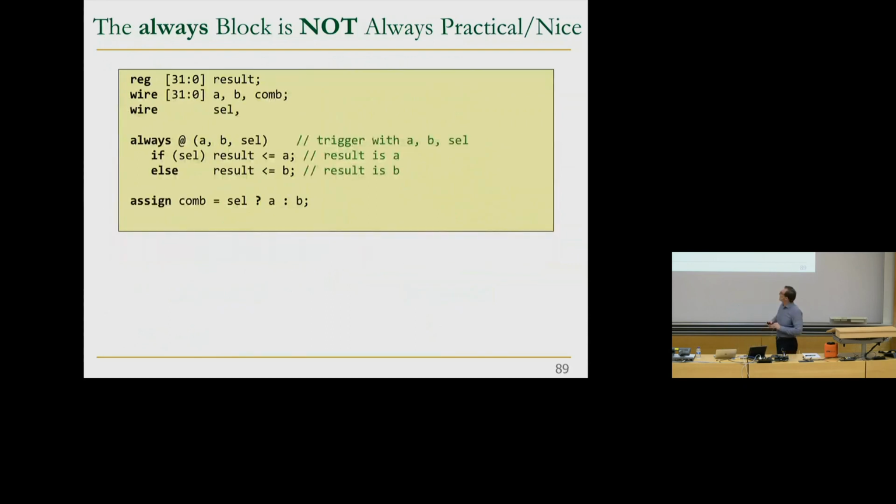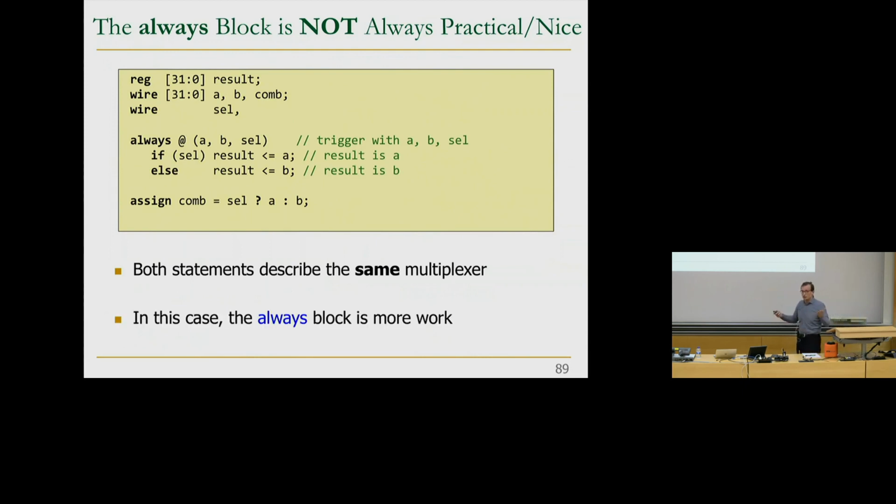So the always block is not always practical or nice. This is a mux. If this is one statement, this is another statement. Both statements describe the same multiplexer. This is a combinational always block. Result gets assigned in all cases and all inputs change, as you can see. As a result, this is combinational. But this is much nicer for a mux, right? So if you use the always block over here, it's more work, clearly.